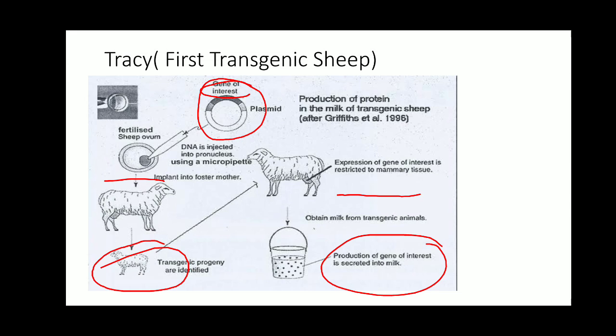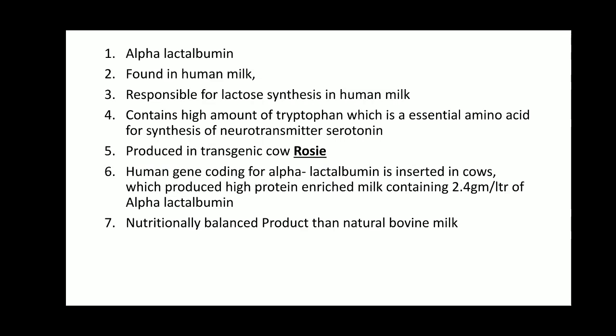Right, students? Now let us see another example, that is production of alpha lactalbumin. Alpha lactalbumin is a protein that is present in the milk. Human milk contains this protein, which is responsible for lactose synthesis in human milk, and it also contains a high amount of tryptophan, which is an essential amino acid for synthesis of the neurotransmitter serotonin.